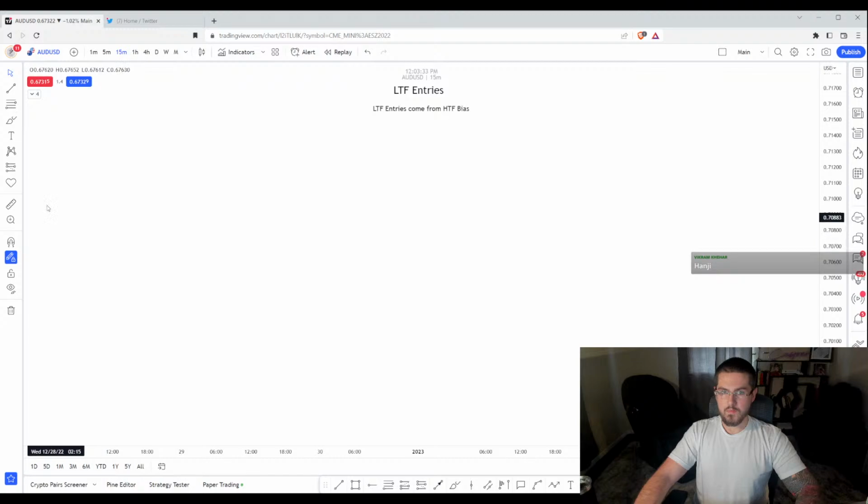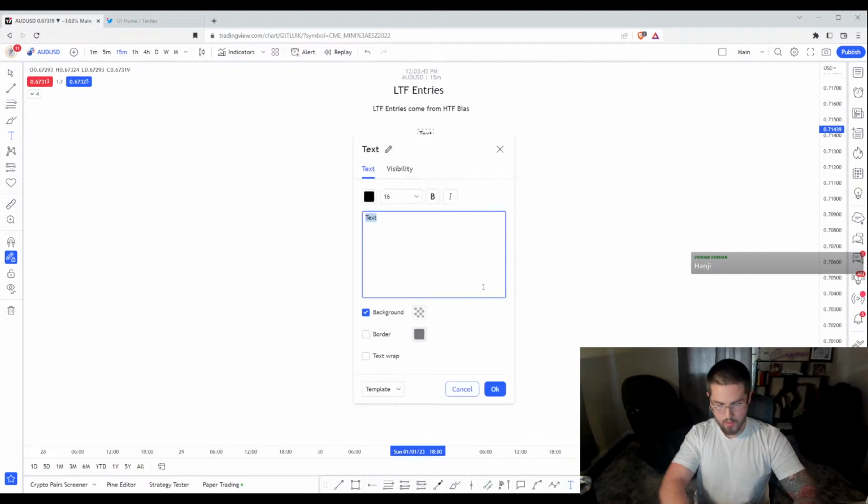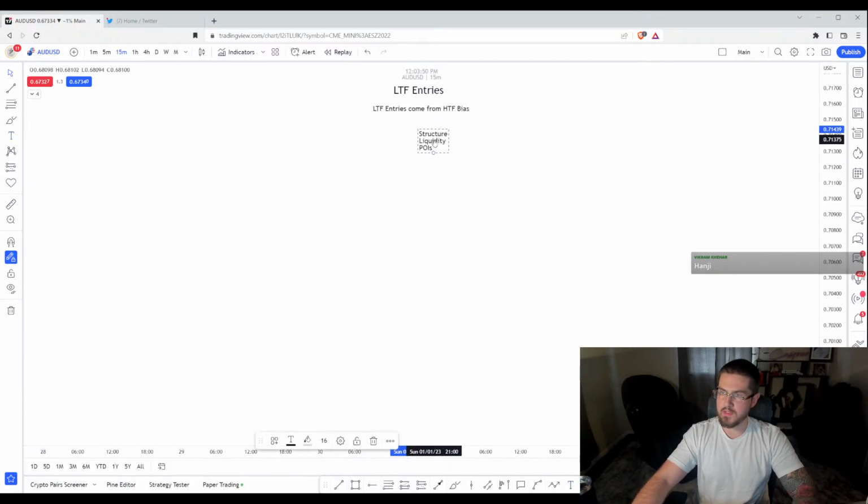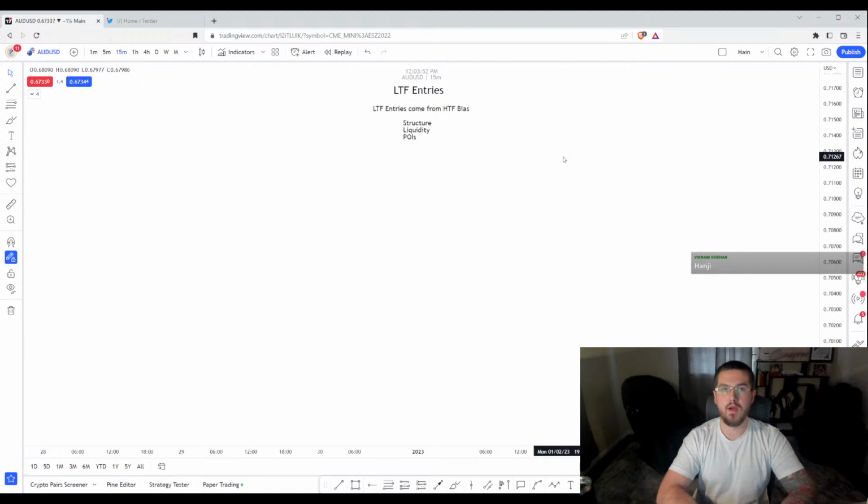So whenever we are looking at lower time frame entries, like I said, they come from higher time frame bias. So whenever we're talking about what we're going to be looking at in the higher time frames, we're going to be looking at structure, liquidity, and points of interest. Points of interest is a term that's thrown around a lot. A lot of supply and demand traders use it. ICT traders refer to it as price delivery arrays. Some people just use order blocks. Some just use fair value gaps, breaker blocks, whatever.